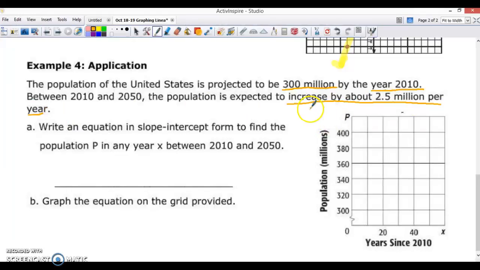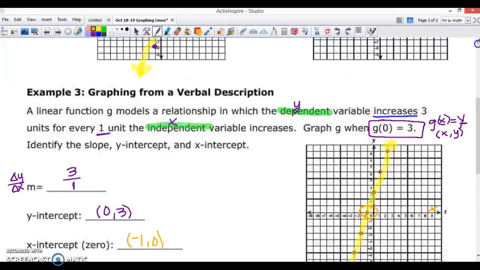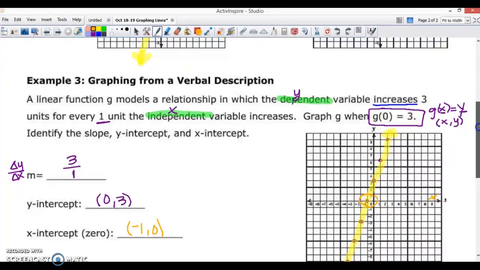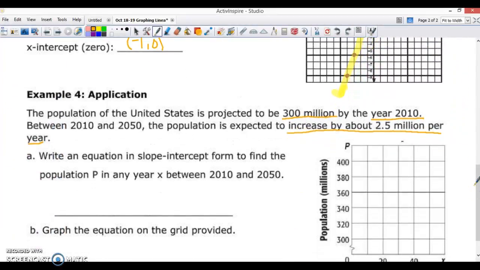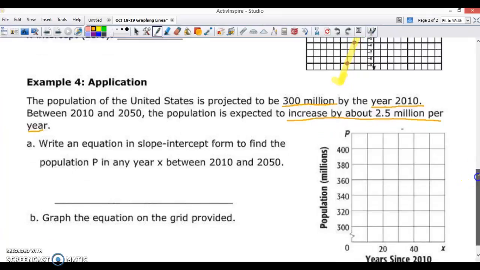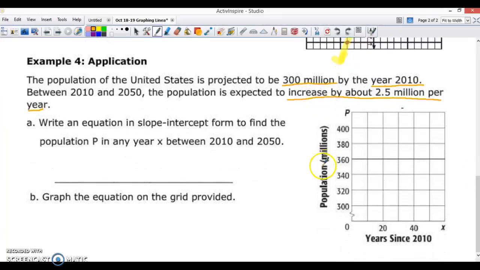Now, let's make a note here. Even back at the previous example, when we saw words like increase, decrease, independent, dependent variable, we were always relating it to the slope. Okay, so this one will be no different. I have that it increases by 2.5 million per year. It must mean it has something to do with how my y and my x change.